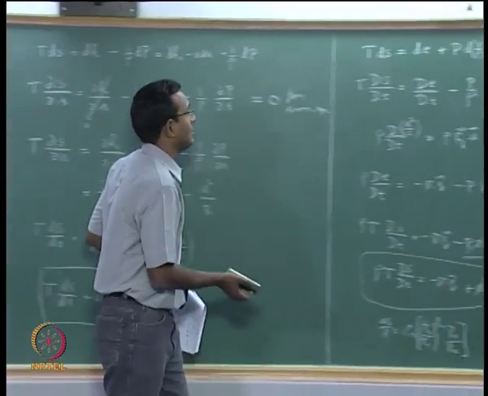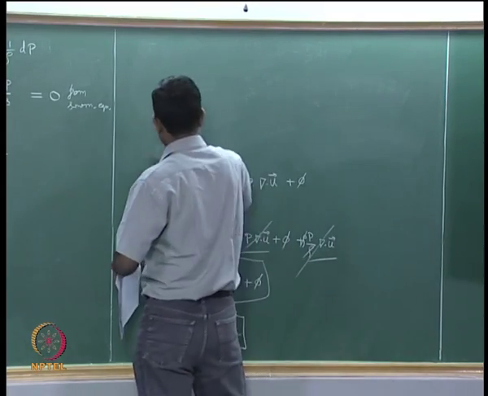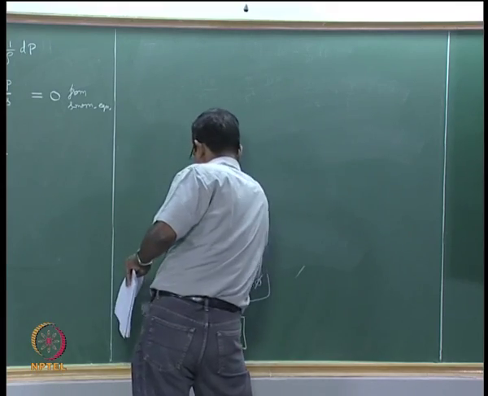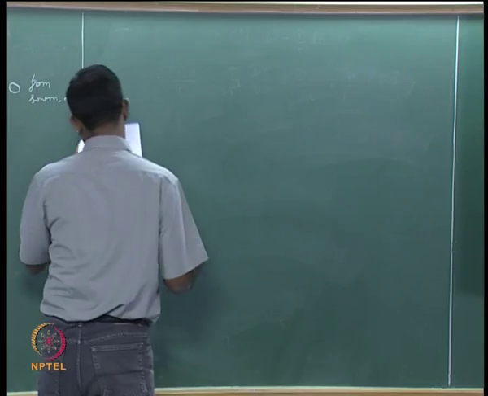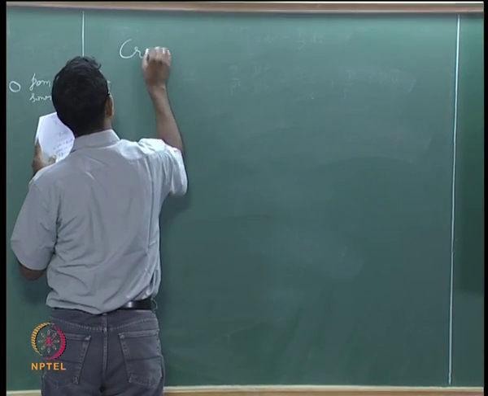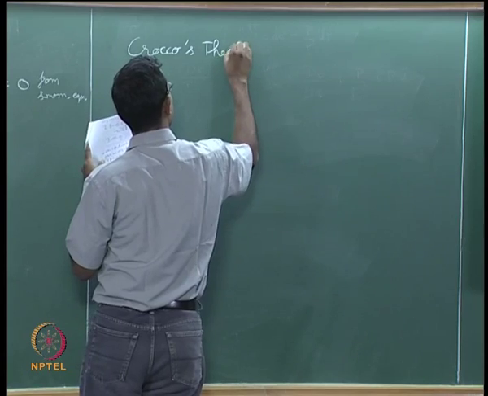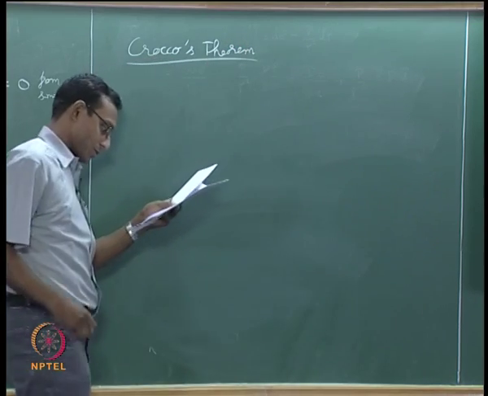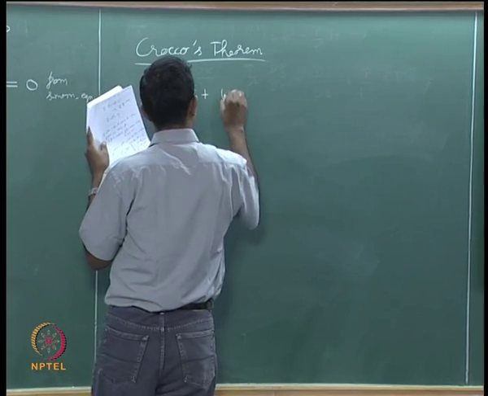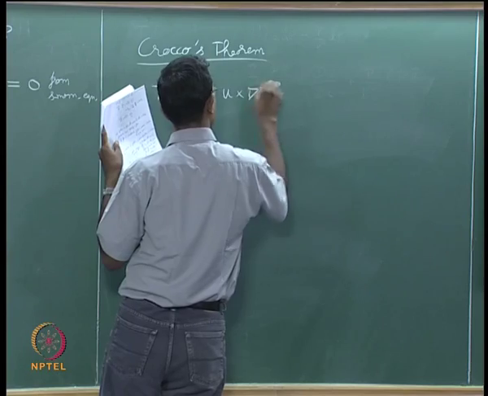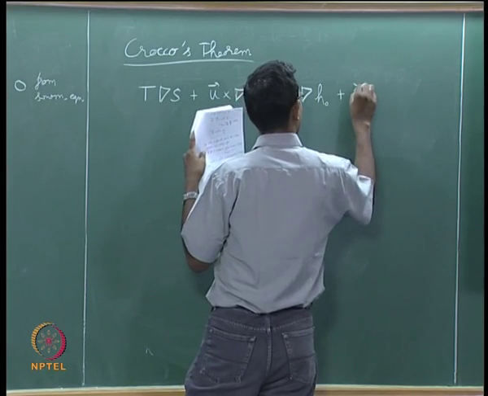Now, I will just write the full or more complicated expression for Crocco's theorem, then we will stop here. We will look at the implications of this next class. The full equation of Crocco's theorem is T gradient of S plus u cross del cross u is equal to gradient of H naught plus dou u by dou t.